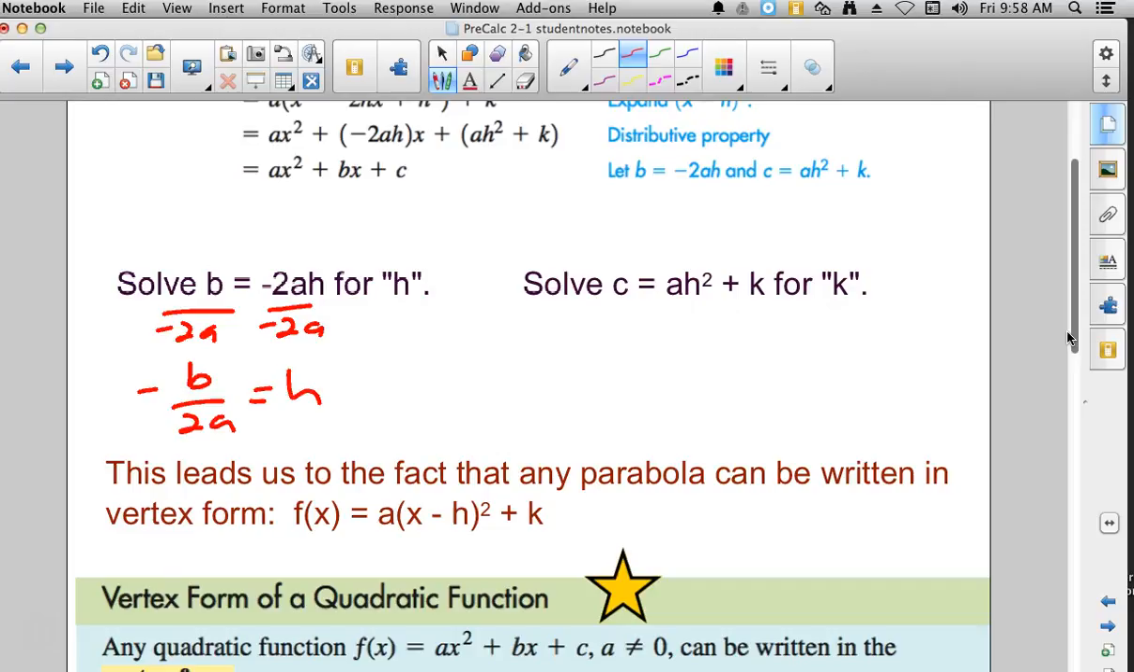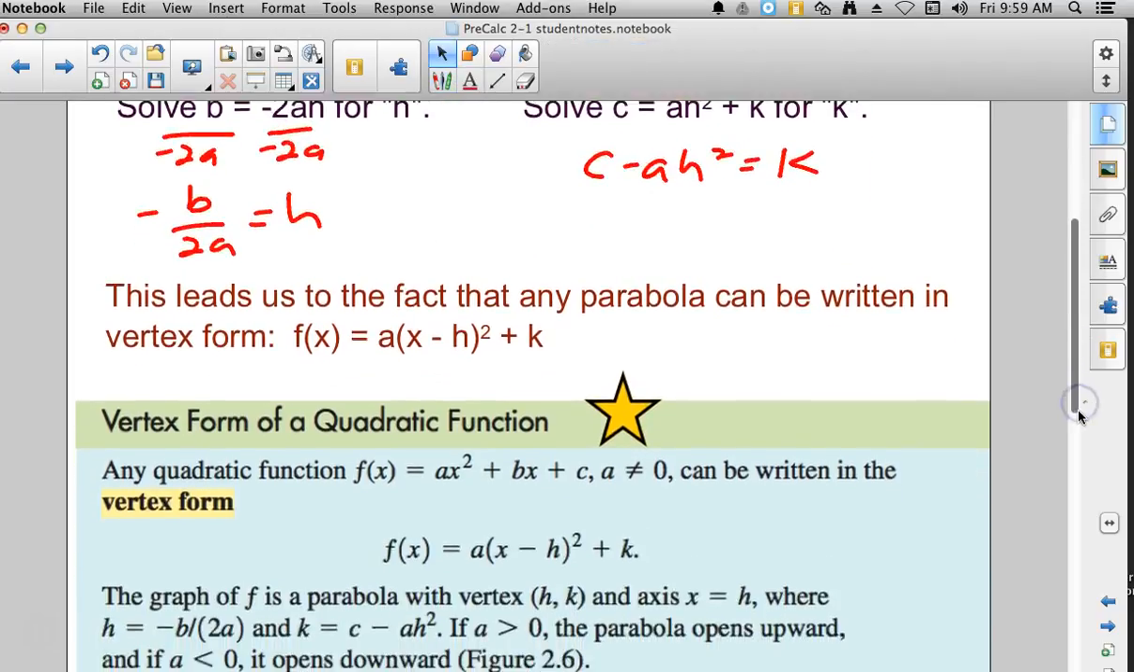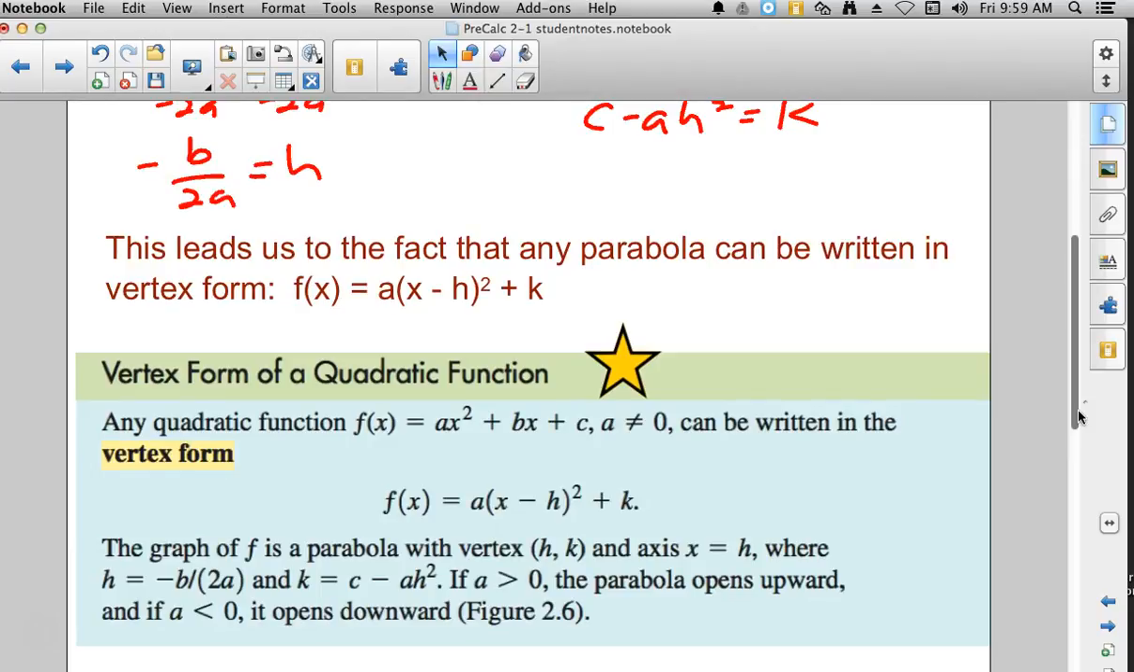And we should recognize that as the shortcut when you have it in standard form to find your axis of symmetry, which is also your x coordinate for your vertex. And then if we solve this little monster for k, we get c minus a h squared equals k, which again, I find is a totally useless formula because completing the square will take care of all of that. It'll be more logical. But you just need to know that that's out there. And if you're a formula memorizer, hey, then I guess you can have a little fun with these. But we want a logical process to find this. So this leads us to the fact that any parabola can be written in vertex form. And we're going to make it happen.